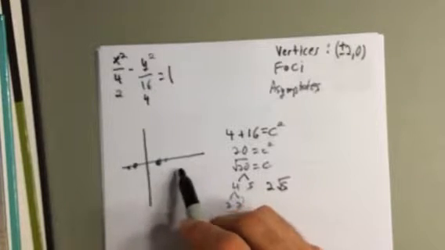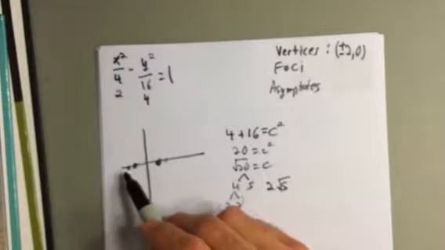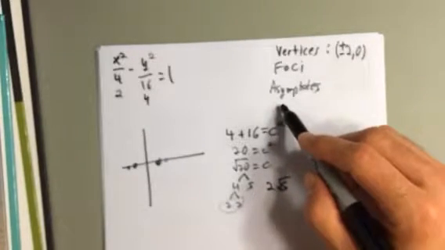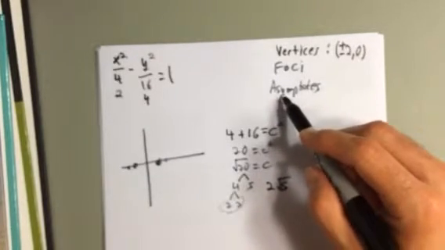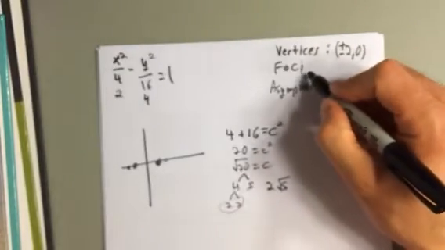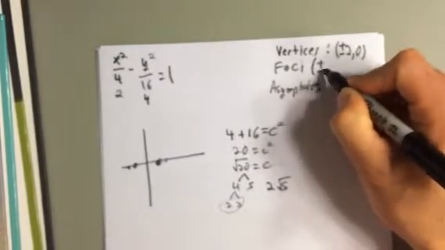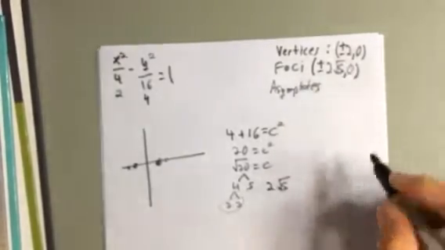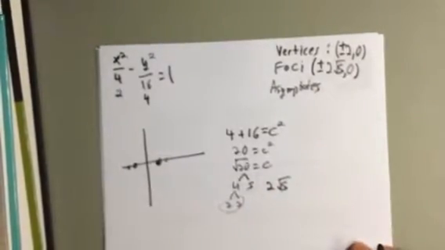And I know that that distance between center and focus is 2 root 5. So I have the points 2 root 5, 0 and the point negative 2 root 5, 0. So for the foci, I can put those in the same way I put in the vertices, and I'll just say that it's plus or minus 2 root 5, comma 0. What's left is finding the asymptotes.